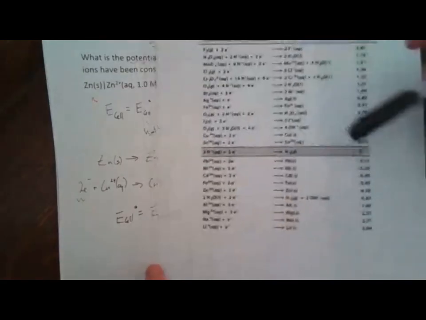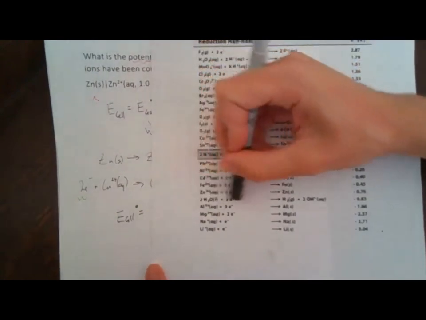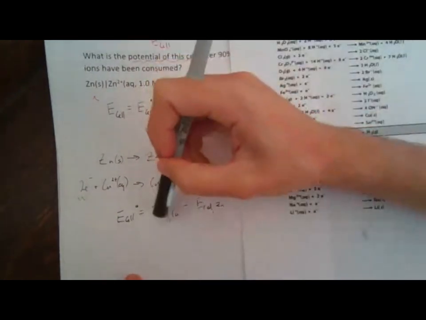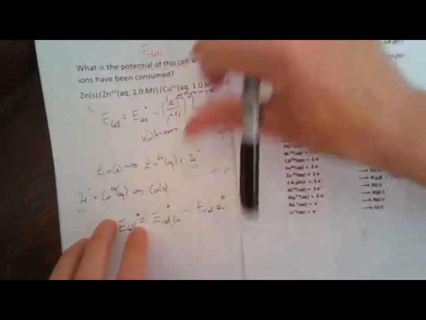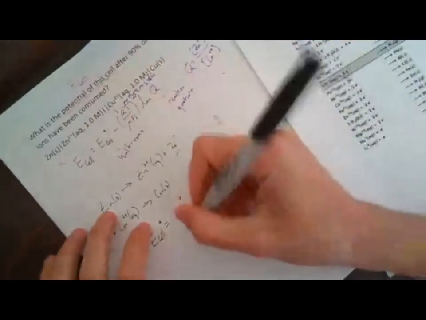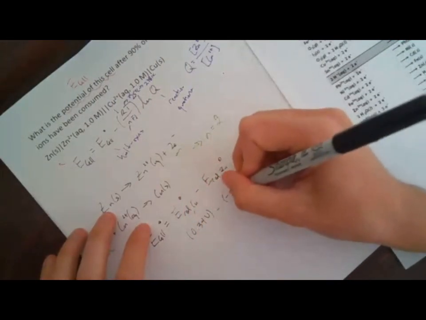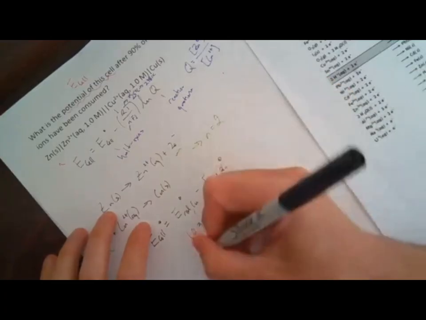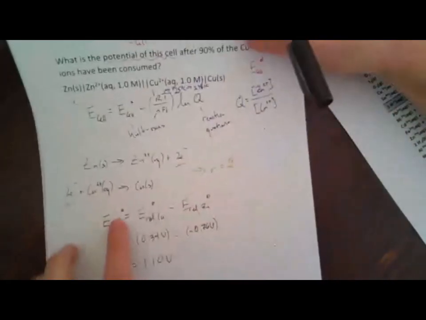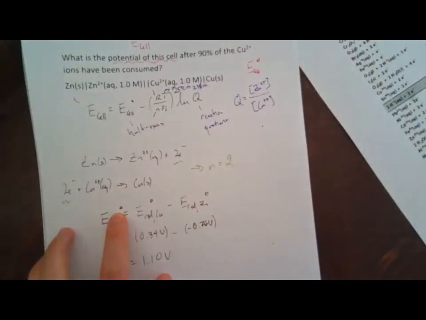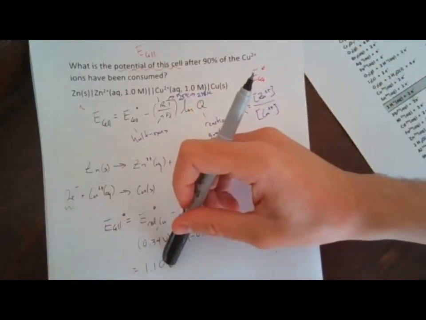When we look up their values, we can see it's consistent that the copper line is above the zinc. That's why copper stays reduction, because its potential is more positive than the zinc. We plug those in: 0.34 volts for the copper minus negative 0.76 volts for the zinc. We get 1.10 volts. So under standard conditions, at 1 molar, your potential is 1.10 volts.